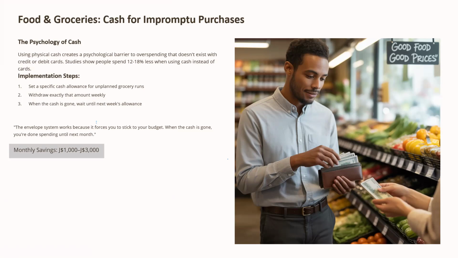And the envelope method works because it forces you to do two things. One, it forces you to stick to a budget, and two, it forces you to face that physical pain of actually spending money. So the benefits that can be derived from using this strategy tend to vary. For me, it's about $1,000 to $3,000.